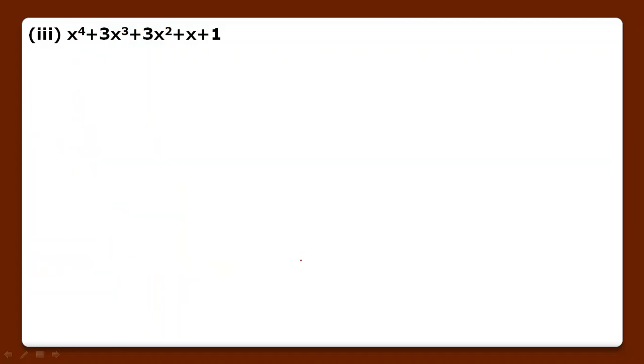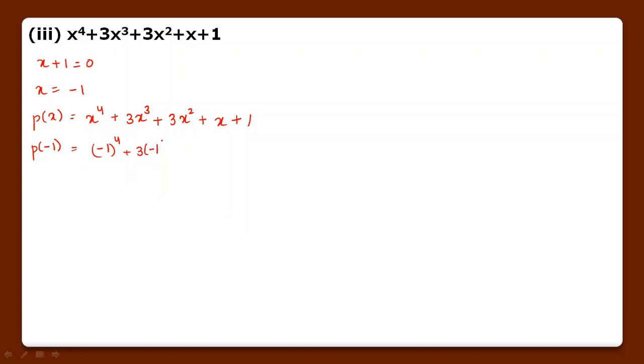Now we'll see third part. We'll do the same thing. x plus 1 equals to 0. x की वैल्यू हमें मिल गई थी minus 1. In this question we are given polynomial x raised to the power 4 plus 3x cube plus 3x square plus x plus 1. x की जगह minus 1 put करेंगे. What we'll get? Minus 1 raised to the power 4 plus 3 into minus 1 raised to the power 3 plus 3 into minus 1 square plus minus 1 and plus 1.